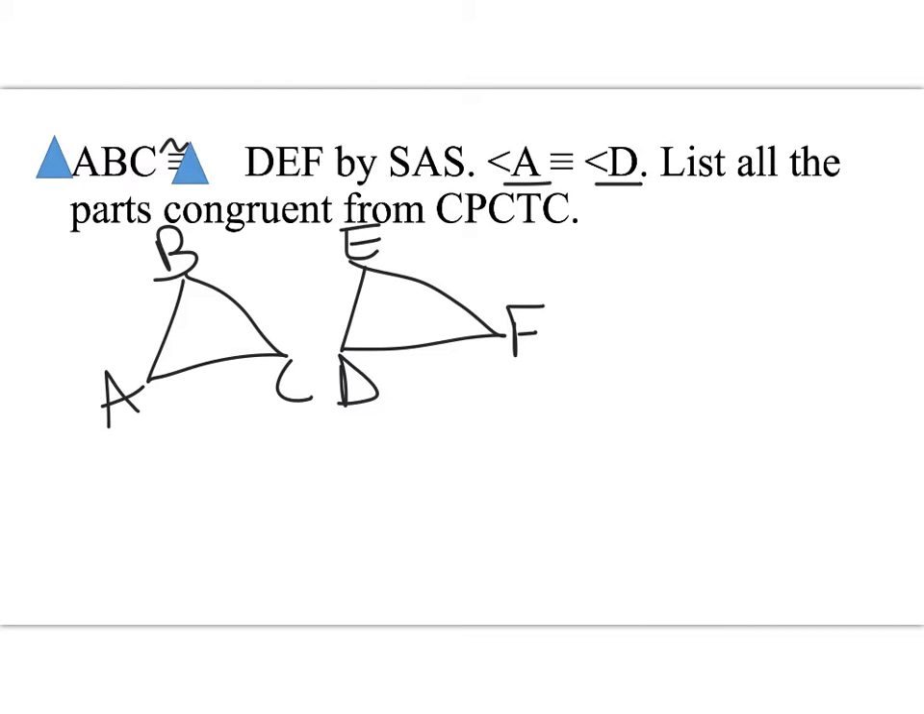So they tell us that A is congruent to D. They also told us that they're congruent by side, angle, side. So if these are the angles that are congruent, then I know that if it's SAS, then the sides that make that angle must be congruent, right? So then it says, list all of the parts congruent from CPCTC. So basically, what are the parts of the triangle we haven't marked yet? The red is by SAS.